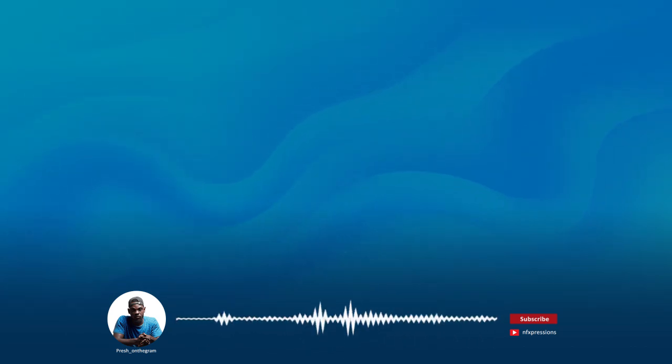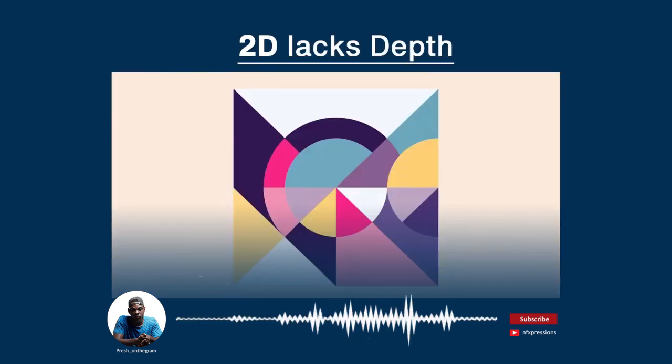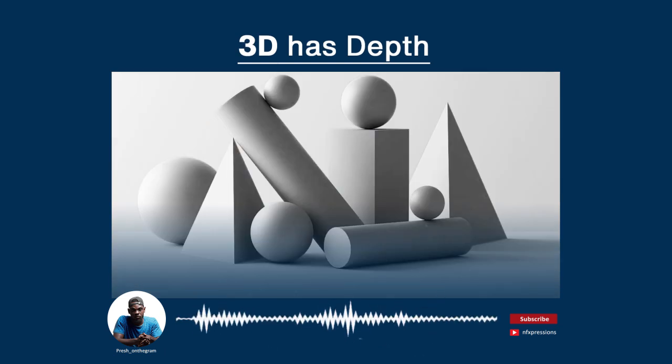In case you didn't, here's a quick summary. First, it begins with perspective. The way you see, how you see, and from where you see. If an object lacks depth, it's two-dimensional. If it has depth, it's three-dimensional.